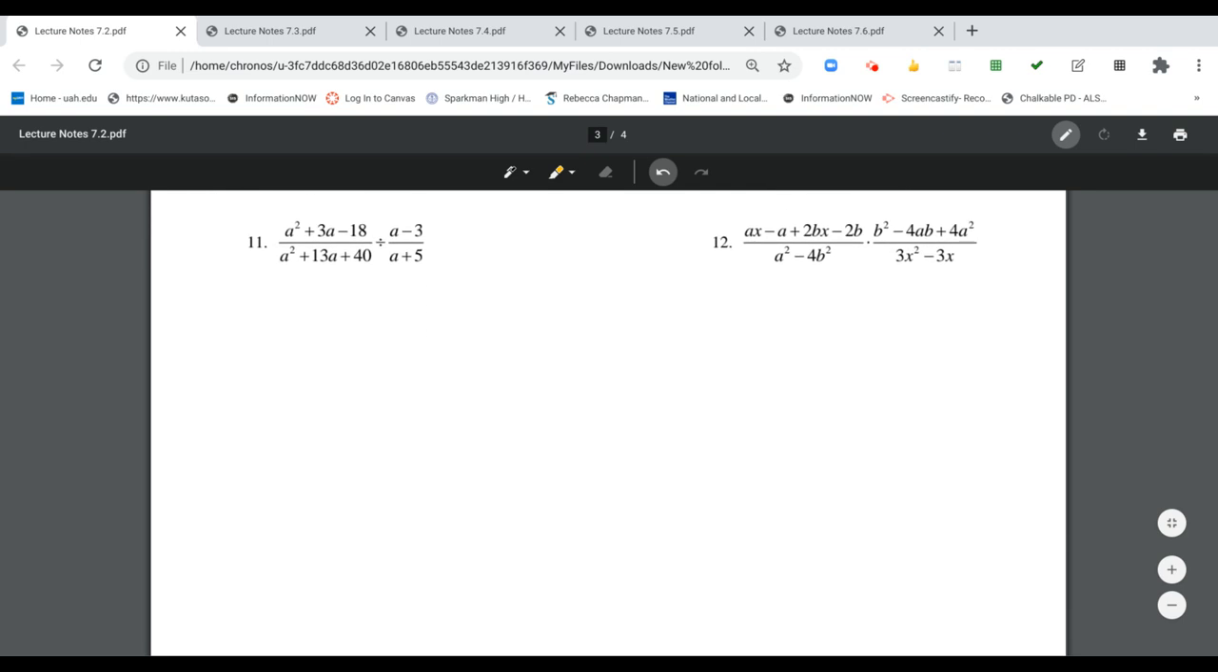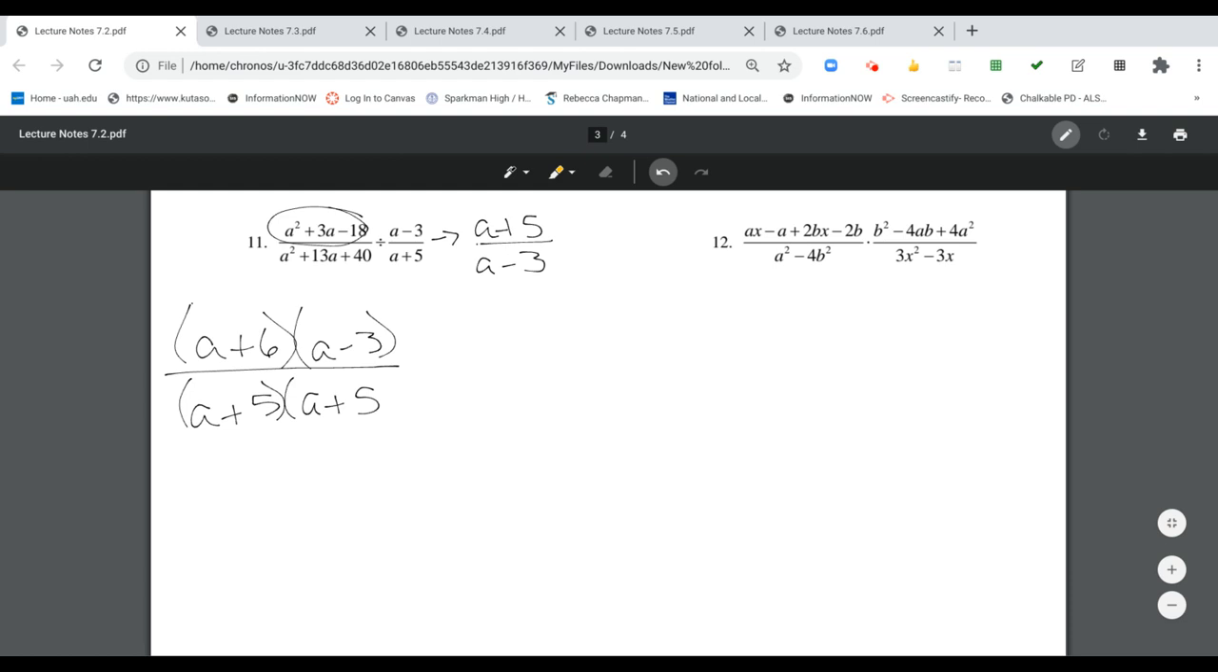I have a lot of stuff going on here. Number 11, I am going to take this one and flip it. I have to factor my numerator, so that would be a plus 6 and a minus 3. I'm going to factor my denominator, which would be a plus 5 and a plus 8. I'm going to multiply it by a plus 5 over a minus 3. Remember, I had to flip this fraction so I could multiply. Cancel my a minus 3's. My a plus 5's will cancel. So I'm left with a plus 6 over a plus 5.